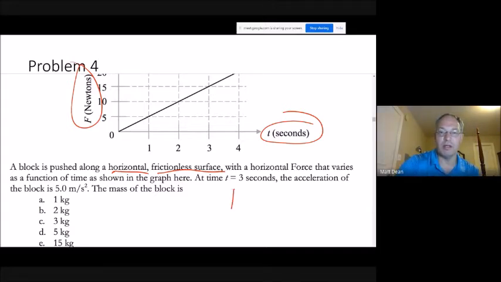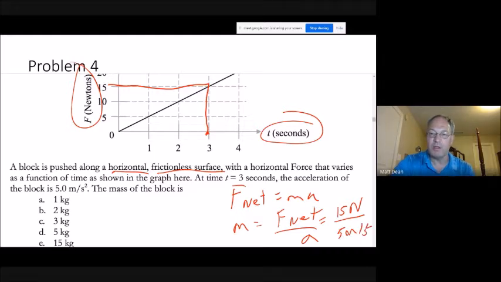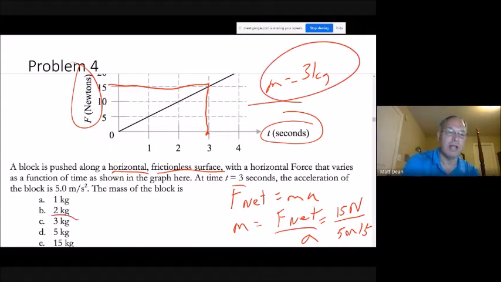So let's think about Newton's second law. Since there's no friction, the horizontal force shown by the graph is going to be our net force. We're trying to find the mass. So let's go ahead and solve Newton's second law for mass. So mass is going to be equal to F net over a. So let's go over to 3 seconds, and let's cut up and cut over. The force at 3 seconds is 15 newtons. That's the net force at that instant in time. And the acceleration at that instant in time is 5 meters per second squared, which means the mass at that second in time has to be 3 kilograms. So we're looking at answer C.